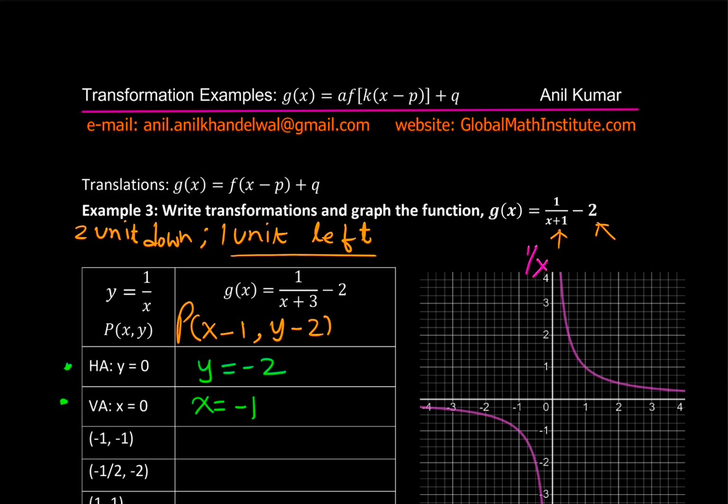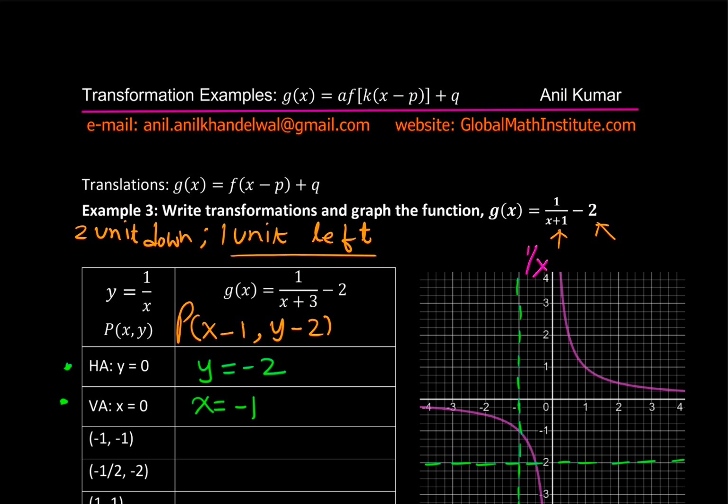Substituting these values, let's sketch these asymptotes first. So that is the y equals minus 2 line. And then at x equals minus 1, this will be our final graph. Correct? So we do get a graph with the asymptotes.